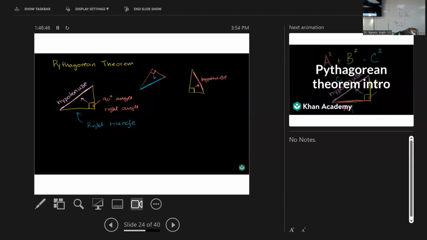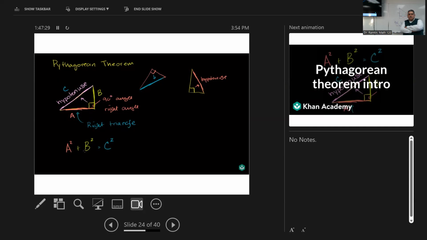So once you have identified the hypotenuse, let's say that it has length c, and now we're going to learn what the Pythagorean theorem tells us. Let's call this side c. Let's call this side right over here A, and let's call this side over here B. So the Pythagorean theorem tells us that A squared, the length of one of the shorter sides squared, plus the length of the other shorter side squared, is going to be equal to the length of the hypotenuse squared.